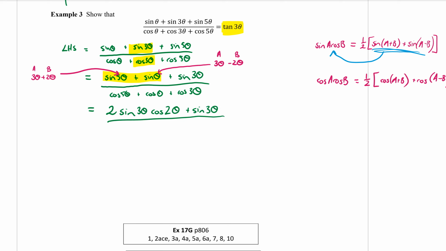Okay, now I want to do a similar thing for the cos ones down the bottom. Cos of 5 theta and cos of theta. So I can use cos A plus B and cos of A minus B. There's my 2 coses added together, and I can go backwards through the formula back to this version. Okay, so that will become 2, because I multiply the 2 across again. Cos of A, which is still 3 theta, and cos of B, which is 2 theta. I still have the cos 3 theta sitting at the end.